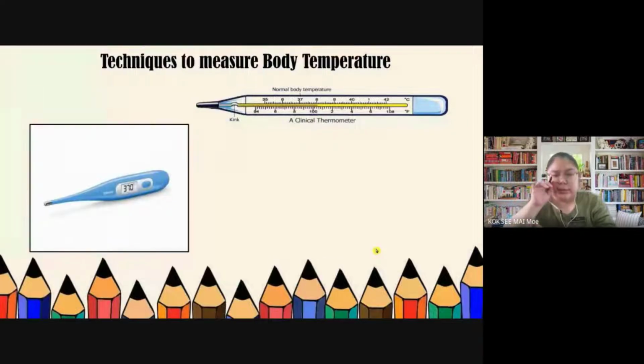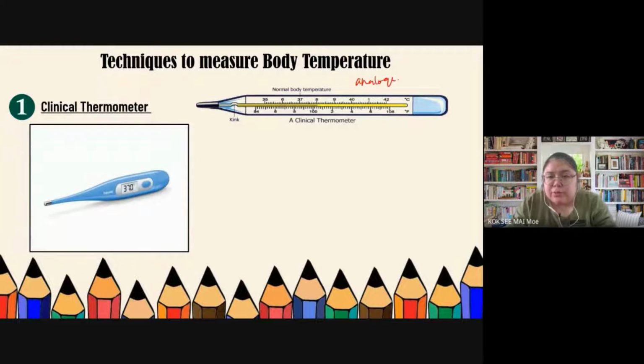Now we're going to see the first one, the clinical one. This one is called analog. Why do I call it analog? Because you need to read it, you need to read one by one. From here we can see 35, and this one is 42. So that means the minimum they can measure is 35, and the maximum only 42. So this one is a clinical thermometer.